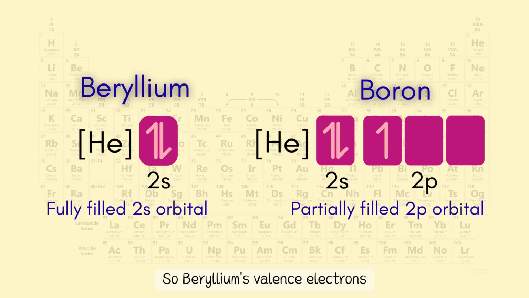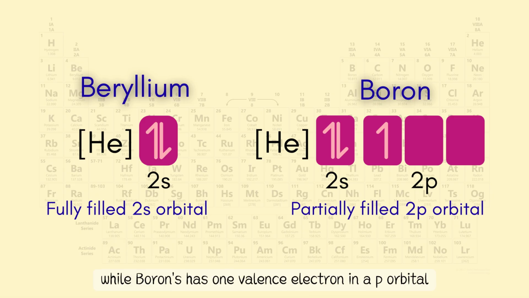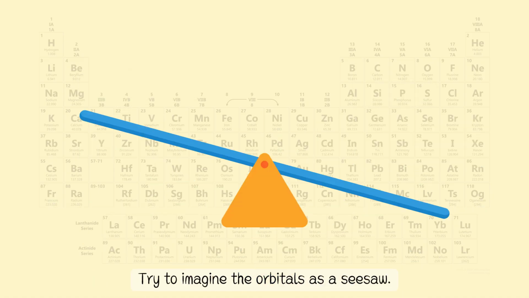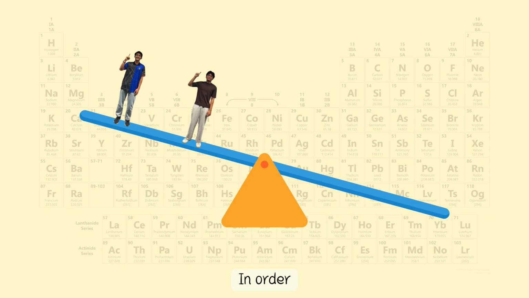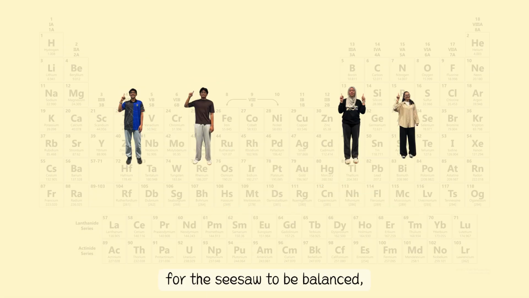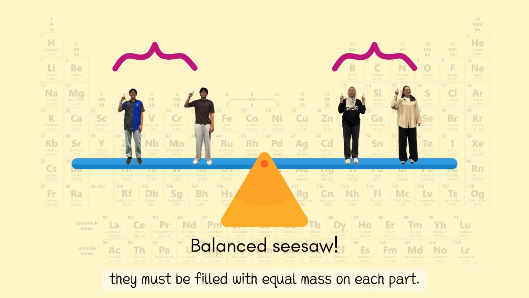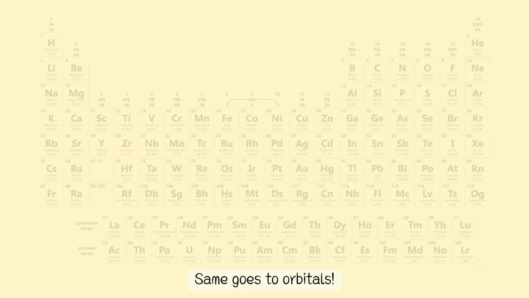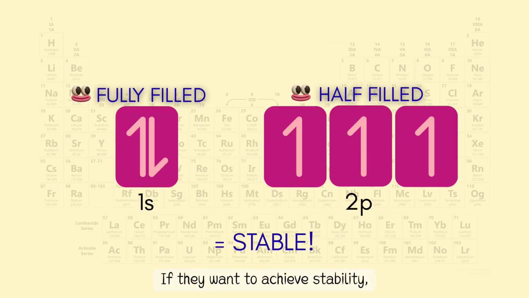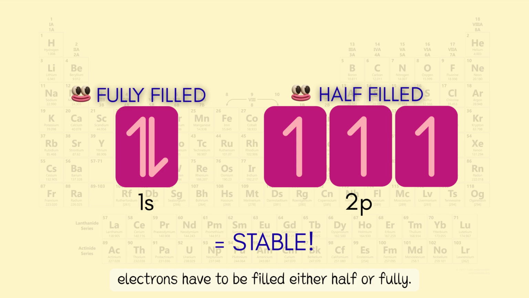So beryllium's valence electrons have fully filled up s orbital, while boron's has one valence electron in a p orbital. Try to imagine the orbitals as a seesaw. In order for the seesaw to be balanced, they must be filled with equal mass on each part. Same goes to orbitals. If they want to achieve stability, electrons have to be filled either half or fully.